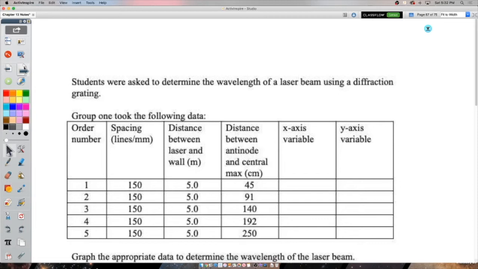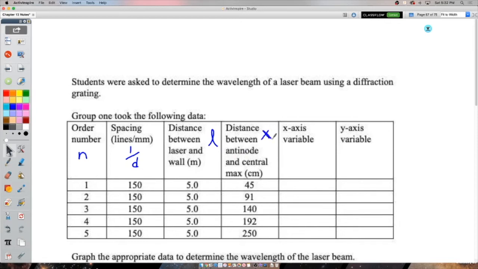Let's sort out which variables we're dealing with here. The order number is obviously n. The spacing, the lines per millimeter, is that d? No, but it's going to tell us d. d is millimeters per line, so this is 1 over d. The distance between laser and wall is the length L, the distance between the screen and the grating. The distance between the antinode they're looking at and the central max is the definition of the variable x.